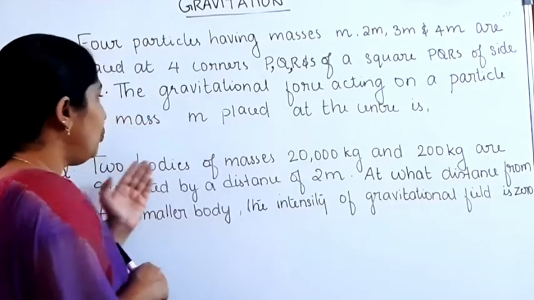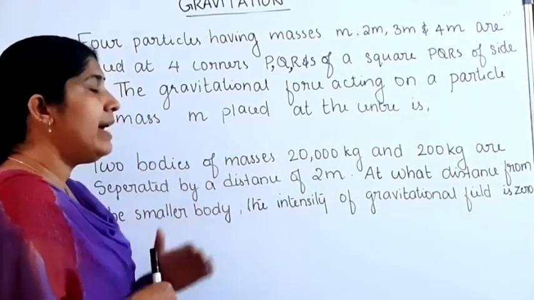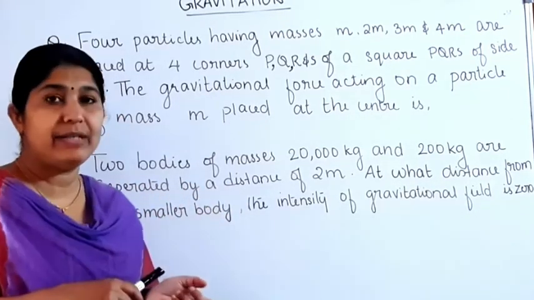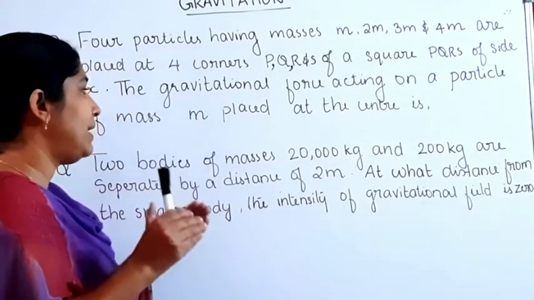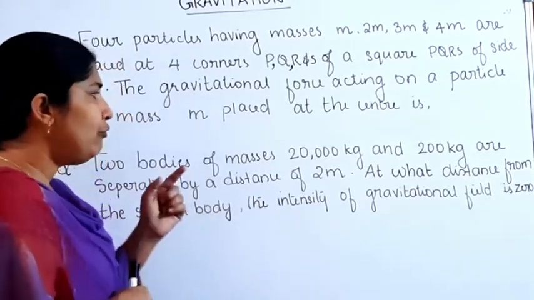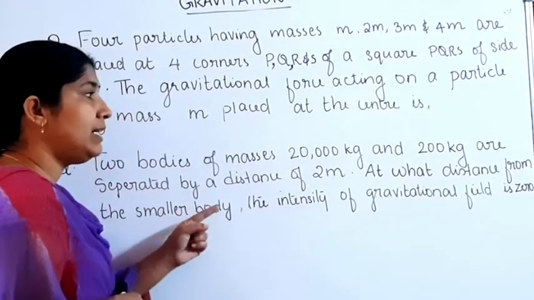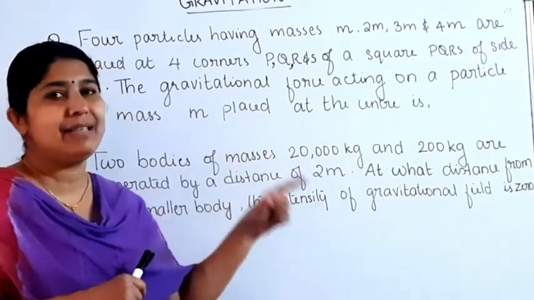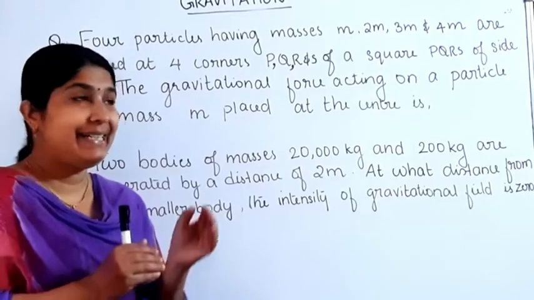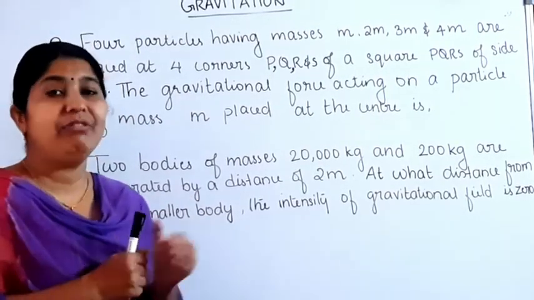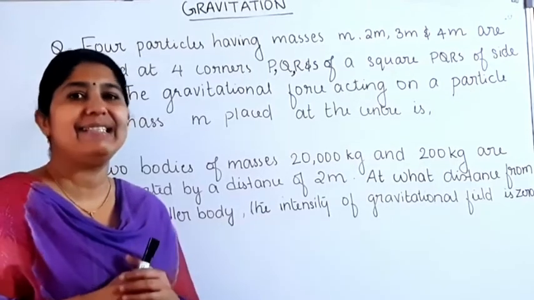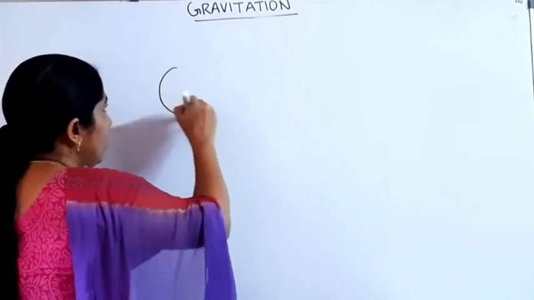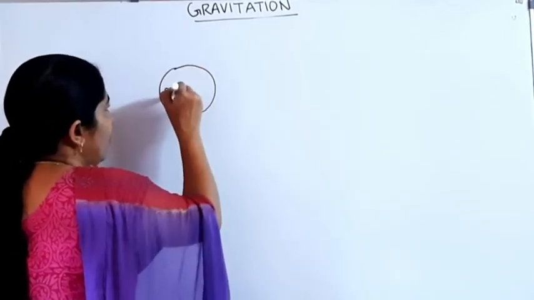Our second question: two bodies of masses 20,000 kg and 200 kg are separated by a distance of 2 meter. At what distance from the smaller body, that is from the 200 kg body, is the intensity of gravitational field 0? We want to find the distance from the smaller body where the intensity of gravitational field is equal to 0.